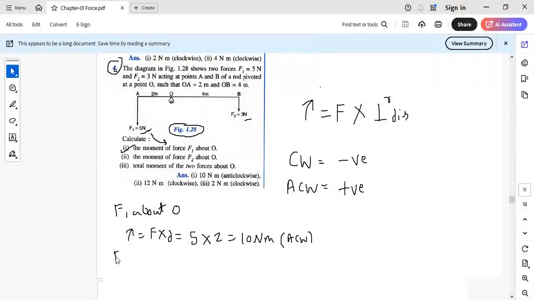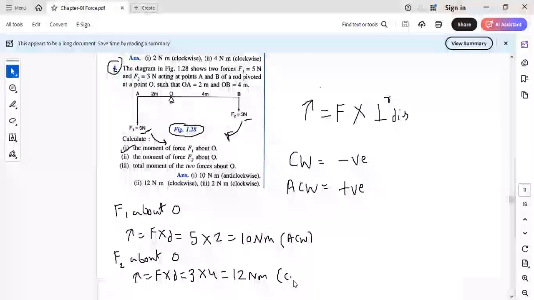Similarly, when we are talking about the second part, it says F2 about O. So the answer would be moment of force is force into distance, which is equal to, now this time force is 3 and distance is 4 meters. So the answer is 3 into 4, which is 12 Newton meter. And this is going in the clockwise direction, so I'll be calling it clockwise.